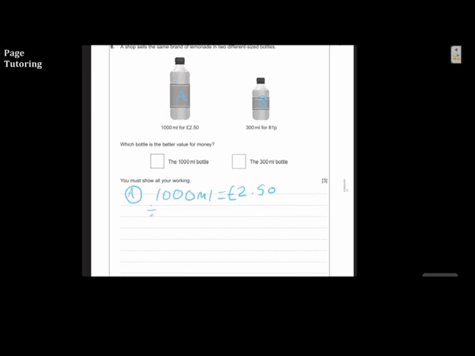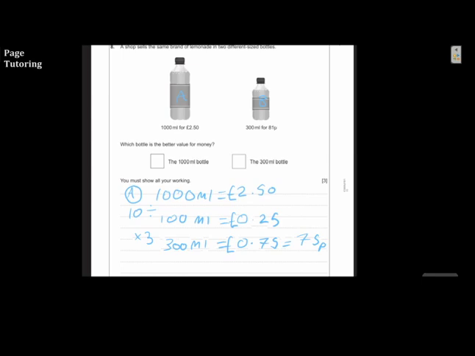So I'm going to divide by 10 to find out how much 100 millilitres costs. That would be 25p or 0.25 pounds. Now I'm just going to times by 3 to get 300 millilitres, which would be 0.75 pounds. Now bottle B is stated in pence, but we know that 0.75 pounds is the same as 75p.